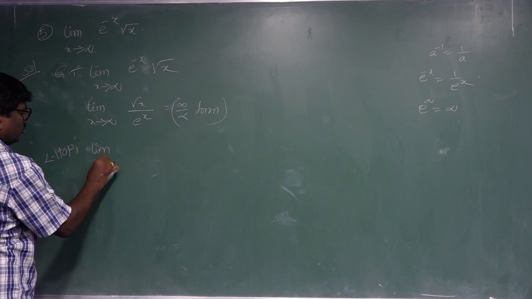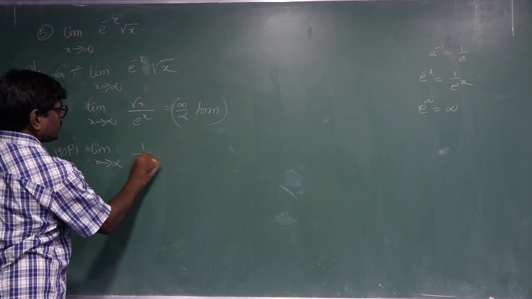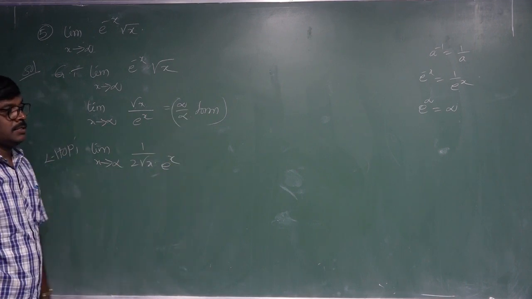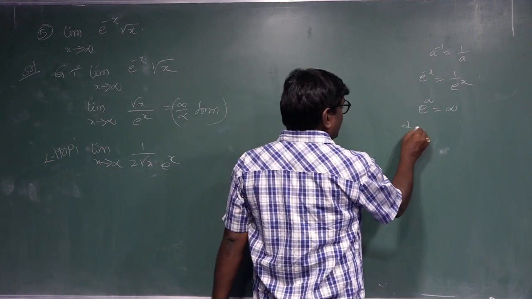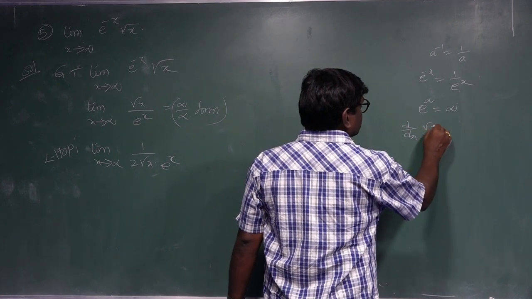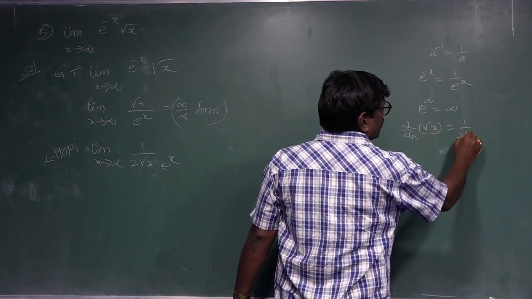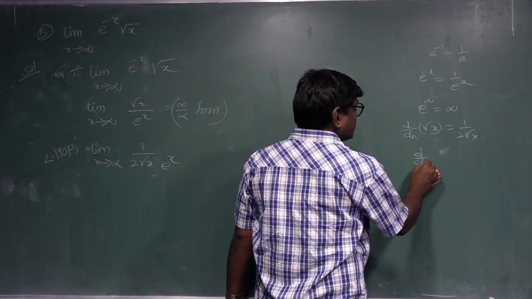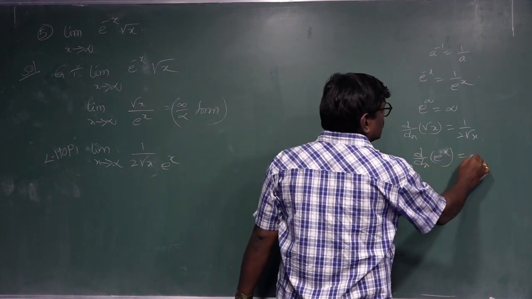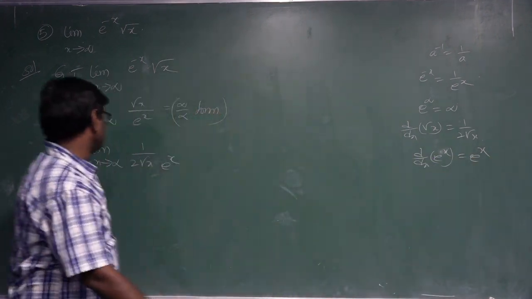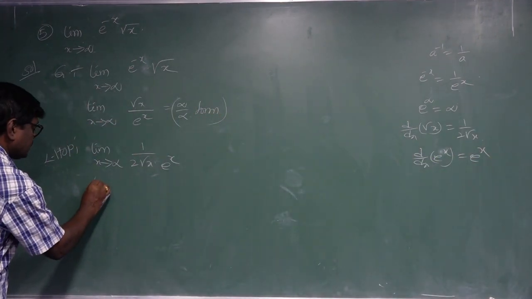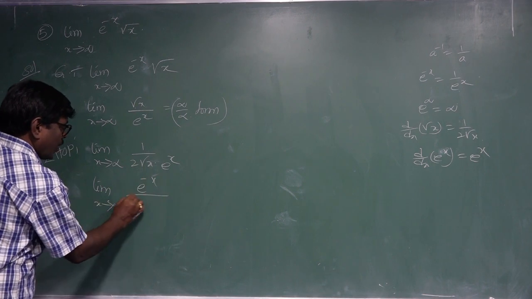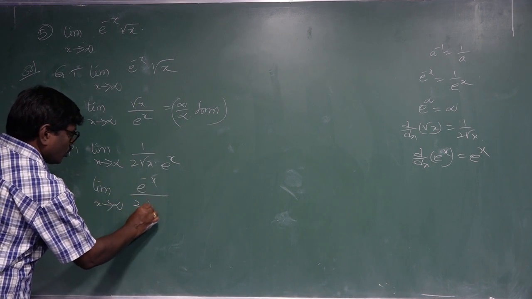Limit x tends to infinity: root x derivative is 1 by 2 root x, over e power of x derivative. This is d by dx of root x equal to 1 by 2 root x. This formula: d by dx of e power of x equal to e power of x. So limit x tends to infinity, e power of minus x by 2 root x.